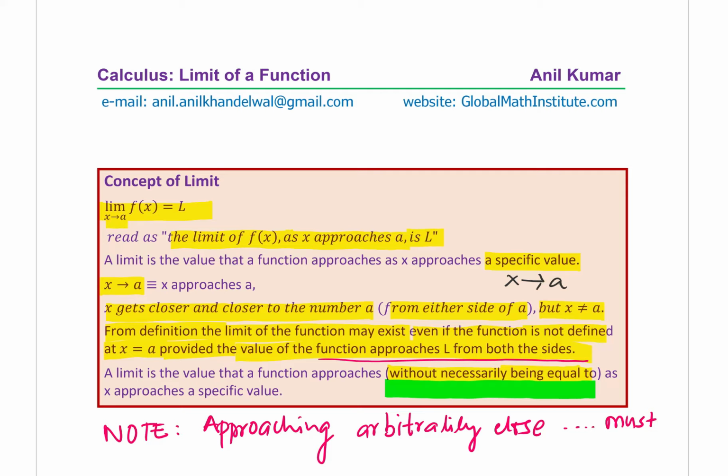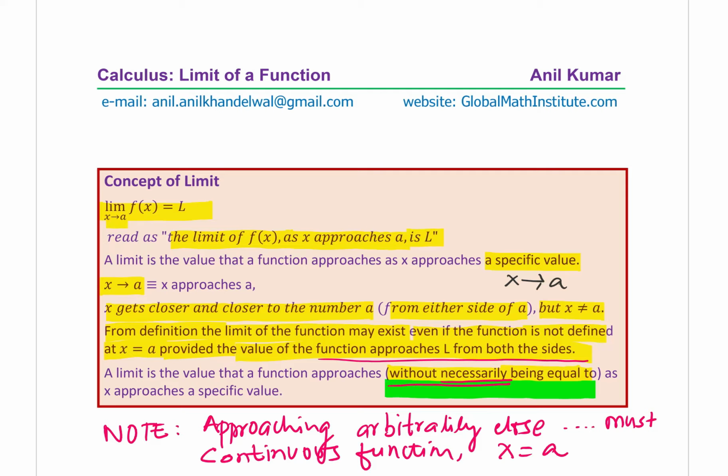Now, when we say without necessarily, the word necessarily means that you could be there if you can be. You get an idea, right? So think about a continuous function. Then x can be equal to a. Because for a continuous function, even if you're very, very close to a, and at a, if you can be there, why not be there? That's an important thing to understand. While we take up some examples, you will understand all these concepts.